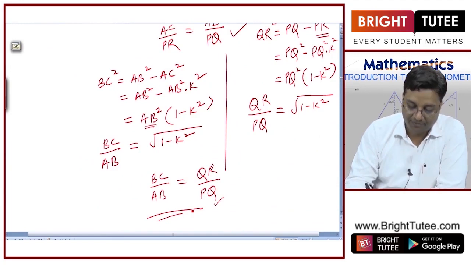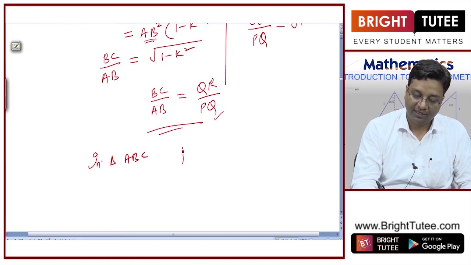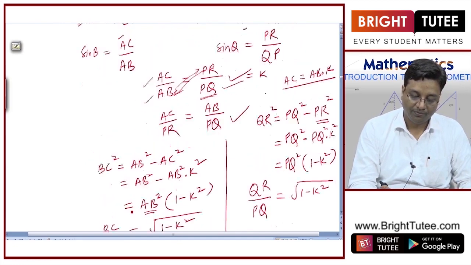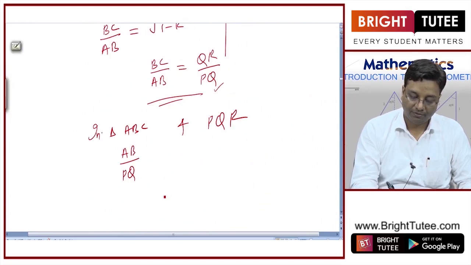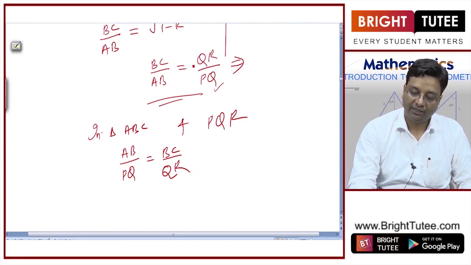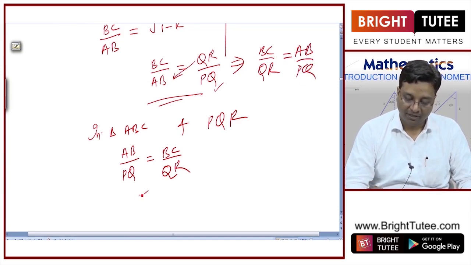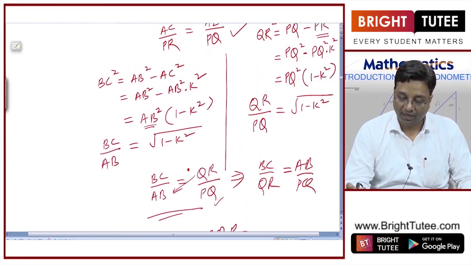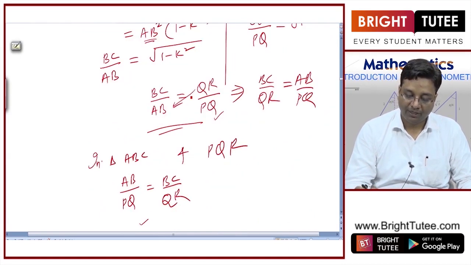Okay. So I can write here, in triangles ABC and PQR, AB upon PQ is equal to BC upon QR, right? From here you can take this QR here, so it will become BC upon QR, which is equal to AB upon PQ, hence this result, right? So AB upon PQ is equal to BC upon QR, which is equal to AC upon PR.